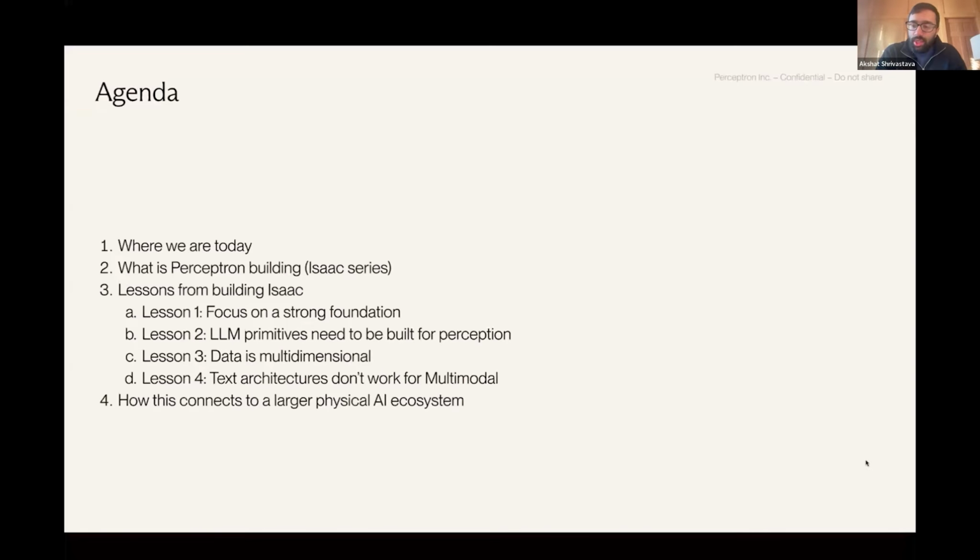So the intention of this talk is to essentially go over what we're building at Perceptron and how we're building it. The agenda today is to talk about where we are, then what we're building, what Perceptron is, what our thesis behind it is, and then share the core lessons we've learned in our journey building these physical foundation models, and finally close out with how it connects to the larger physical AI ecosystem.